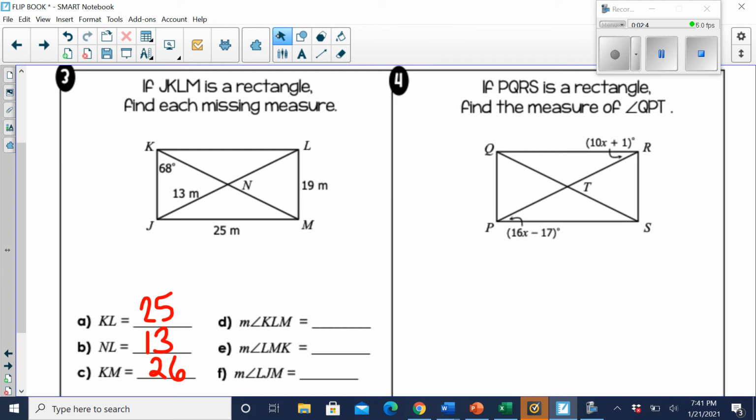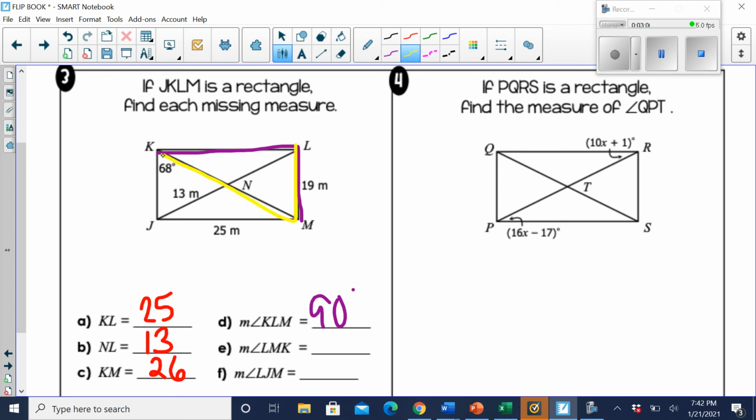From here it says to find the measure of angle KLM. So if I kind of trace for you guys, KLM is going to be this angle right here. It's one of the main angles of the rectangle, so it's going to be 90 degrees because it's all 4 right angles. The next one says angle LMK. So if I trace from L to M to K, okay, that's only part of that angle right there. And I see that it's going to be an alternate interior to the 68. So I'm actually going to fill in 68 degrees for this angle here. And then the last one it's asking for is angle LJM. So if I go LJM, it's going to be this angle over here.